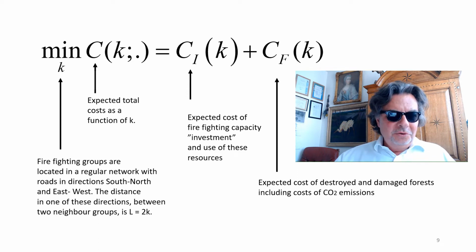Firefighting groups are located in a regular network with roads in directions south-north and east-west. The distance in one of these directions between two neighbor groups is L, which is 2k. So k is a decision variable. Ci is the expected cost of firefighting capacity investment and use of these resources. And Cf is the expected cost of destroyed and damaged forests, including costs of CO2 emissions.